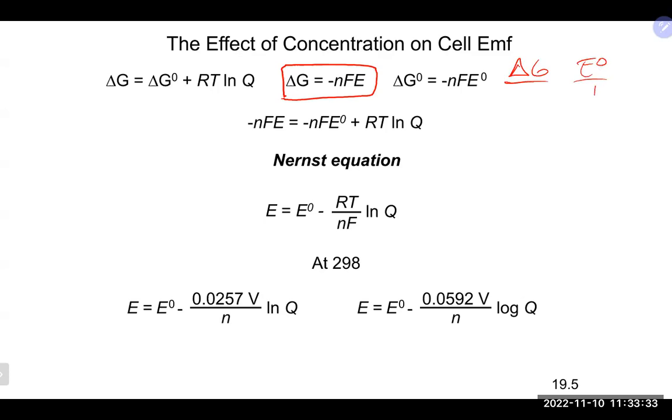If you have a positive voltage, that would result in a negative delta G, which should be a spontaneous reaction. If you have a negative voltage, the negative there plus the negative there will turn that delta G into a positive value, which means it will be a non-spontaneous process.